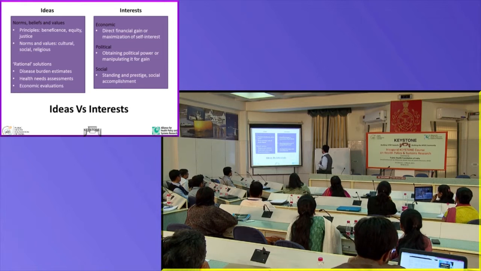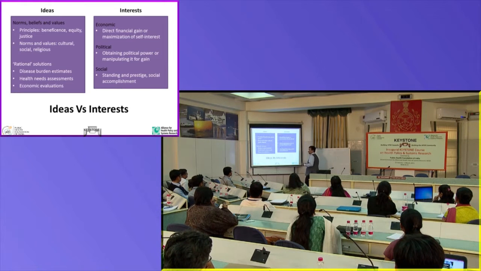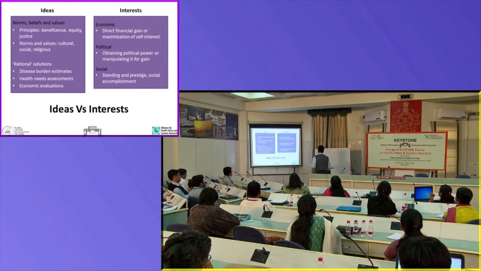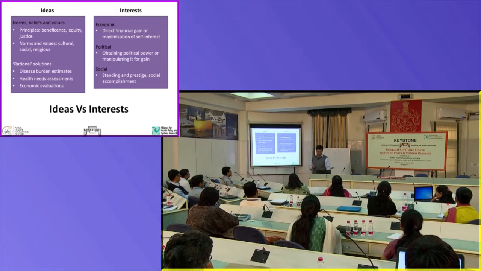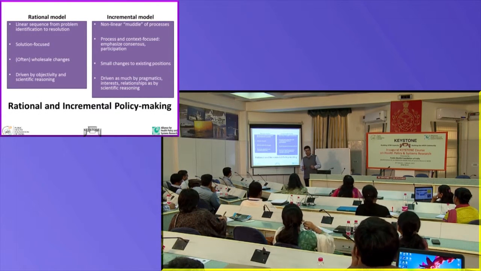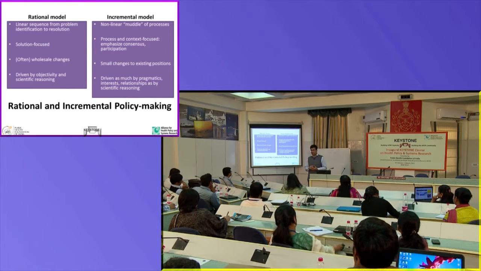And on the other hand, you have the interests. I'm sure that's been touched on yesterday as well as today in the economic analysis lens. So direct financial gain or maximization of self-interest, but not only economic interest. You can have a range of different types of interests and different ways of understanding those interests: obtaining political power or manipulating it for gain, social standing and prestige, social accomplishment. So which are more important, and when do they become more important? It's a bit of a rhetorical question, so I won't open it up right now. Let's think about ways in which ideas and interests become relevant, and keep that in mind as a theme moving forward. This is another common binary, another common classification in how we think about policy.